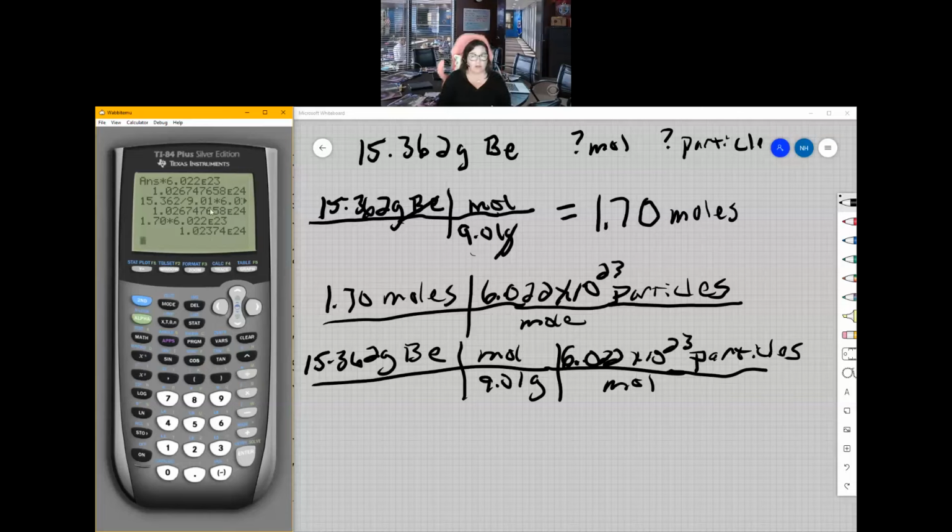That's why we need to carry all those digits that we have here, or in the result that we got here that we rounded, but we don't actually want to round when we're doing it. So that's the reason I carry that calculation. Now, both of those are going to give me the same number. Oh, and I'm going to round 1.03, and again, it's 3 sig figs because the 9.01 grams is only 3 sig figs. And this is 10 to the 24th particles. Okay? So that's not only my number of moles, but also my number of particles.